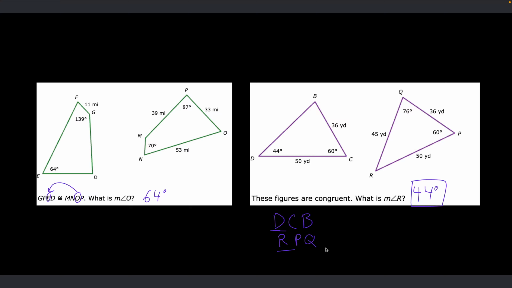And for the second problem, hopefully we wrote our congruent statement. Again, yours might look in a different order, but hopefully angle R matches with angle D, which is 44 degrees. Side note, if you have learned about triangles, you know that triangles have to add up to 180 degrees. So if you know two angles, you could have also found it that way.